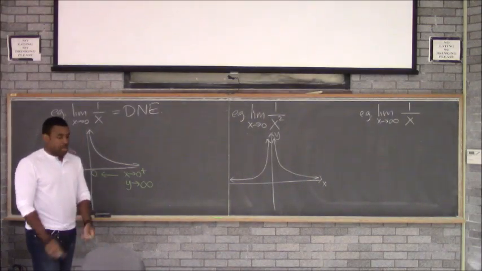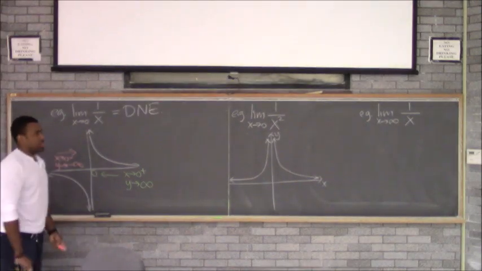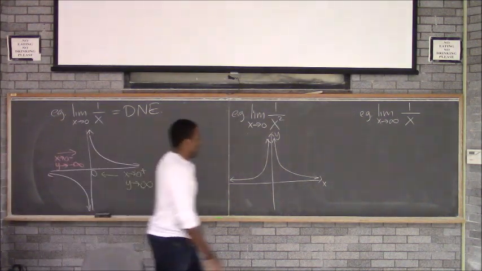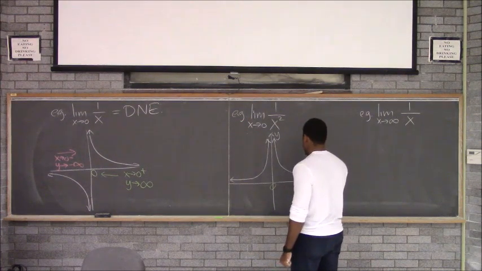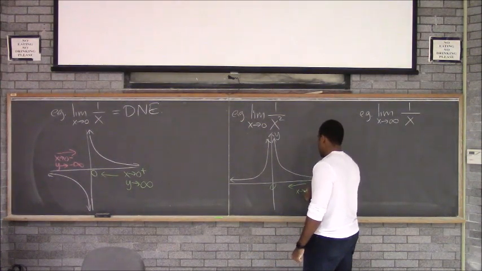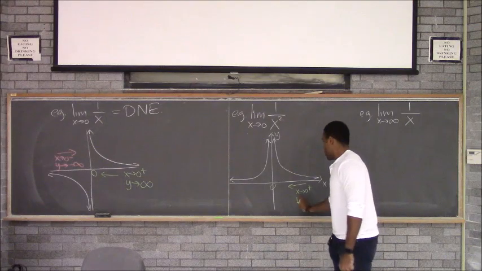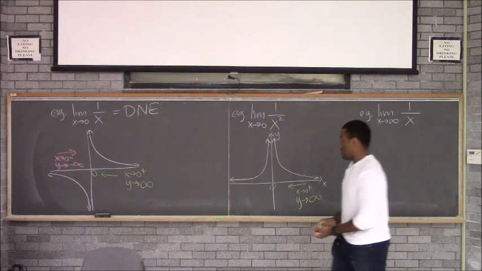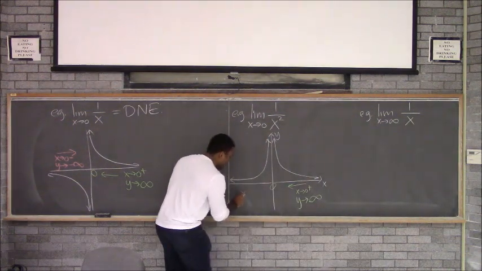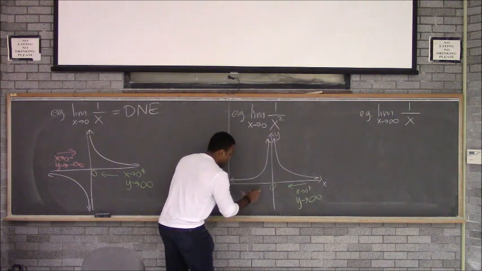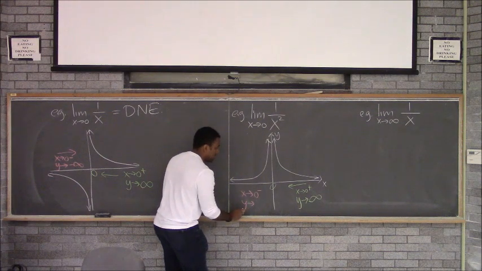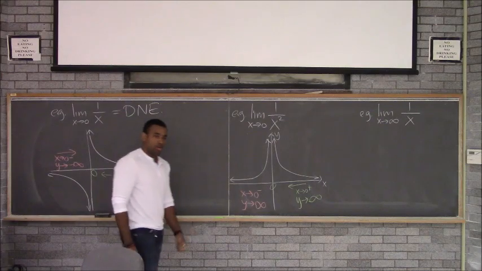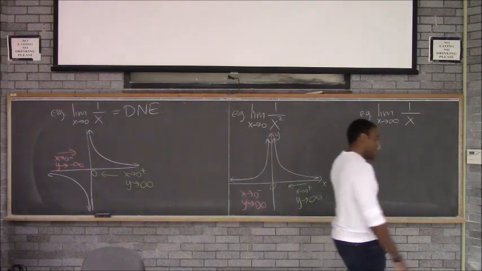Now, if we were to ask the same question, clearly things are still crazy here. The graph is shooting way up. If I were to ask the question, approaching 0 from this side, as x is approaching 0 from the right side, what's happening to the y value? It's going to infinity. If x is approaching 0 from the left side, what is happening to the y value? It's approaching infinity.